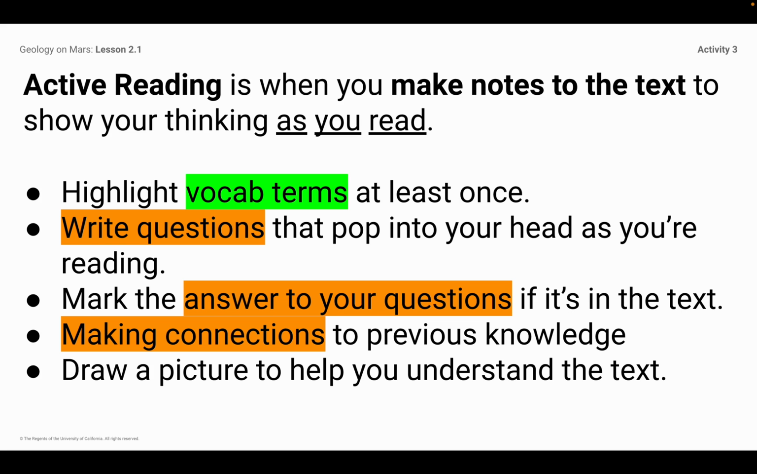The next bullet down is making connections to previous knowledge. So if you read anything about what we've learned about comparing Mars and Earth, including key concepts, that's a great place to put it. And then lastly, if you're reading a description, you may want to draw a picture to help you understand the text.